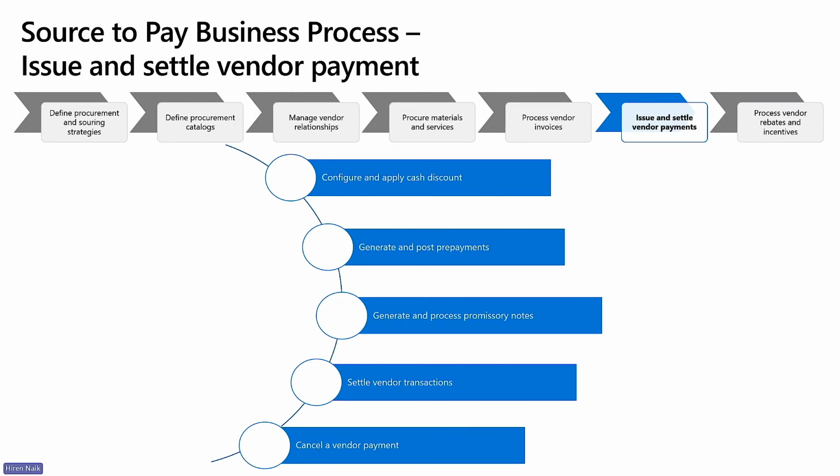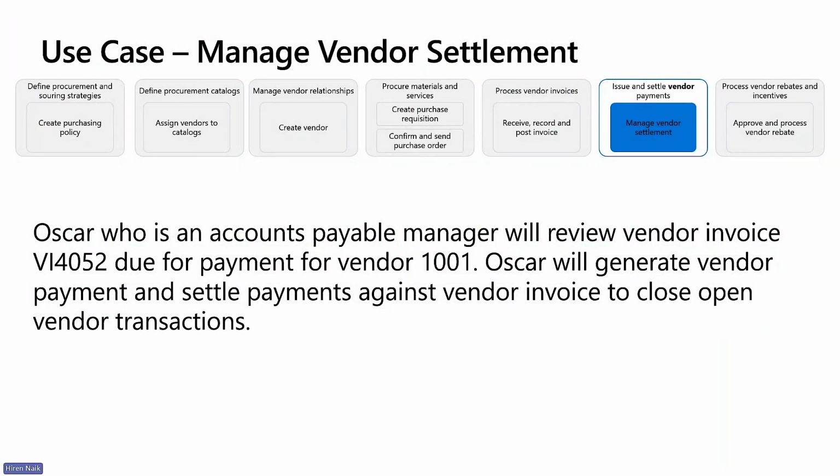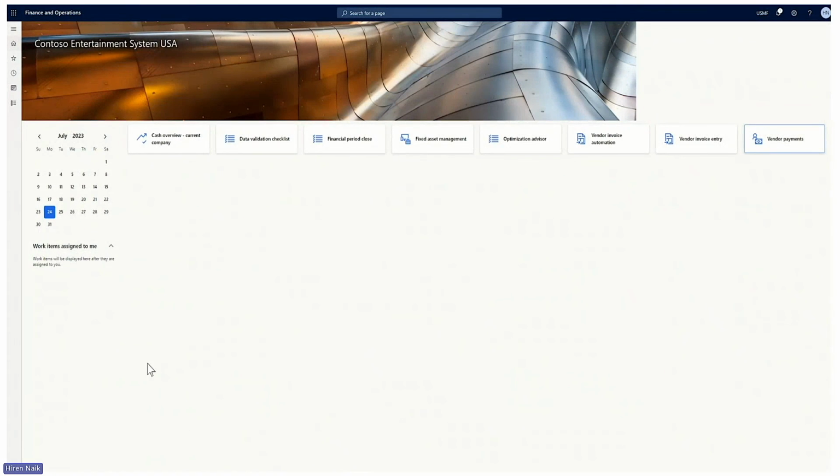Now, let us review a use case for issuing and settling the vendor payment. Oscar, who is the accounts payable manager, will review the vendor invoices, 4052, due for payment for vendor 1001. Oscar will generate the vendor payment and settle the payments against the vendor invoice to close the open vendor transaction. So now Oscar is logging into the system as accounts payable manager and will log into the vendor payments workspace.